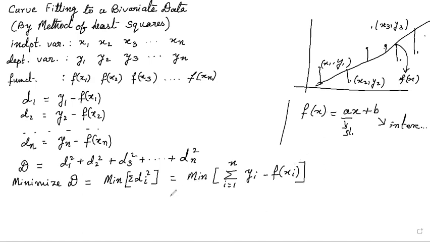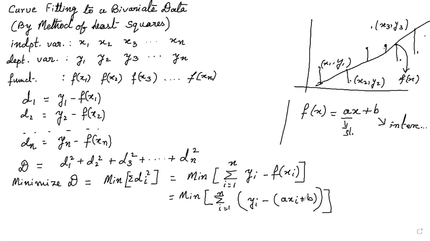So now we are going to minimize the summation over i varying from 1 to n of yi minus (a xi plus b). We are going to minimize the summation over i of (yi minus (a xi plus b)), right? Now, in this minimization, what are our unknowns? A and b are the unknown quantities.